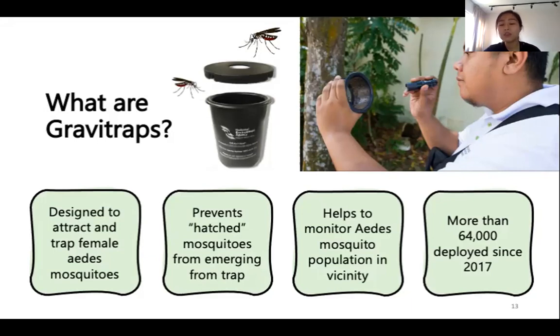So for these Gravitraps, where can you usually see them? You can usually see them in common corridors of HDB residential premises. And in January this year, NEA additionally deployed these Gravitraps to private landed estates.